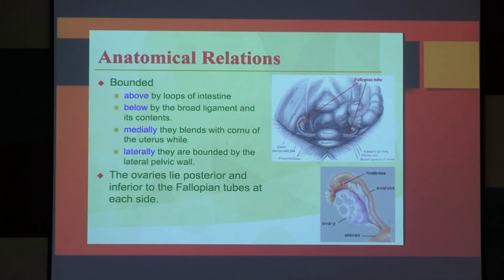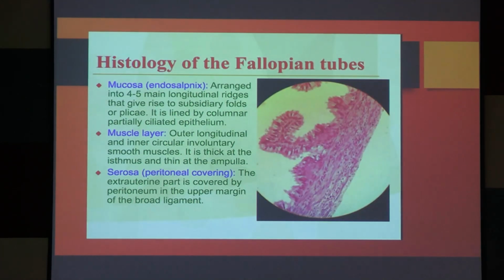Anatomical relation of the tube is not so important. The tube is a free structure within the abdomen, so it is not very important to know. The only thing is it is attached to the cornu, and here is the ovary. The histology of the fallopian tube, as already stated, is ciliated columnar, with peritoneal mucous folds or plica. It is lined by partially ciliated columnar epithelium. Serosa is there, and the muscle layer is thick at the isthmus and thin at the ampulla.